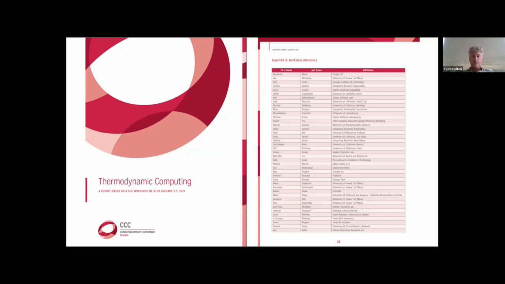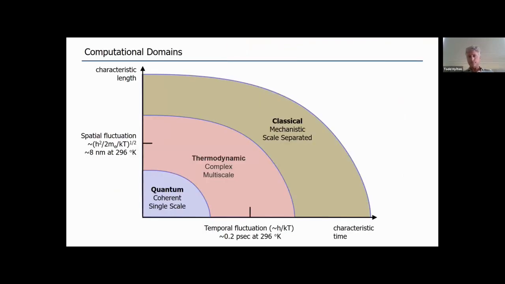And part of the message that I'm bringing to this community is communicated in this simple diagram, where I sort of divide up the world of computing into three domains. There's a quantum domain, a classical domain, and a thermodynamic domain. This is a plot of characteristic length and characteristic time scales, and to give you a sense of that scale, I've essentially set the energy of a free electron to kT at room temperature, and you can see roughly what the sizes are.